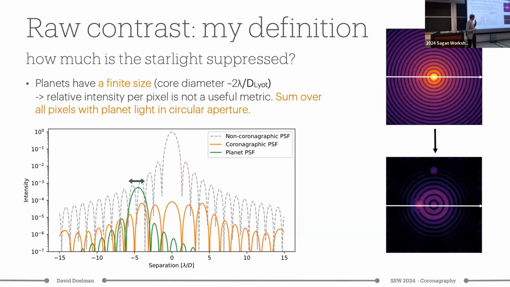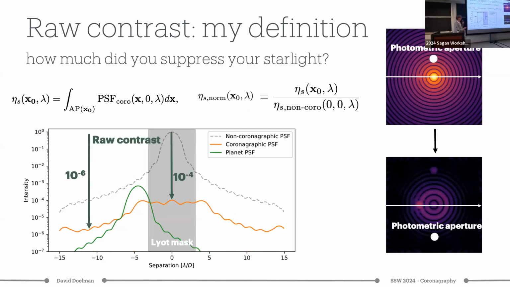However, planets are a finite size. We do want to do aperture photometry, or matched filtering, or any post-processing techniques. So it's not really useful to think about raw contrast on a pixel level, but more on the diffraction size level. So we convolve it with a 2 lambda over D circular photometric aperture, and this is roughly what we get. It doesn't change much, but there we have eta_s, which is just the integral over this aperture of our coronagraphic point spread function at a certain location, where the star is located on axis. That's what this 0 means.